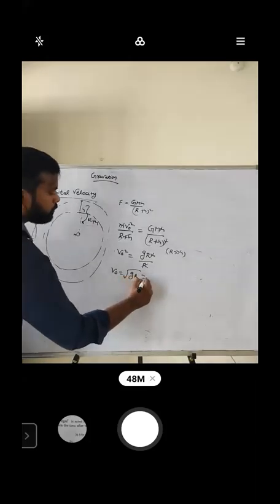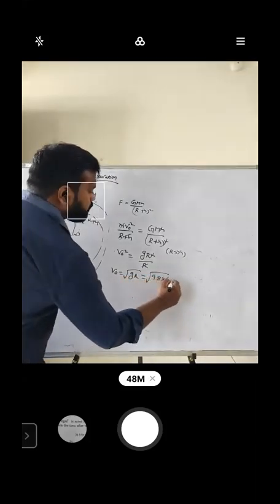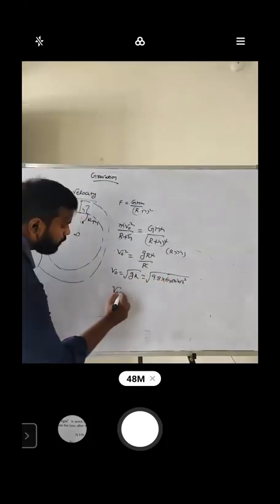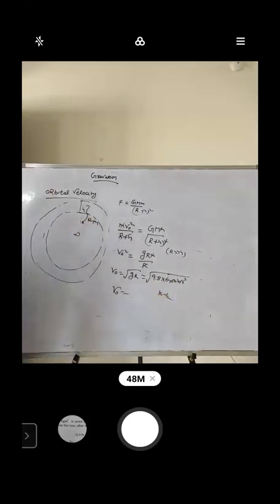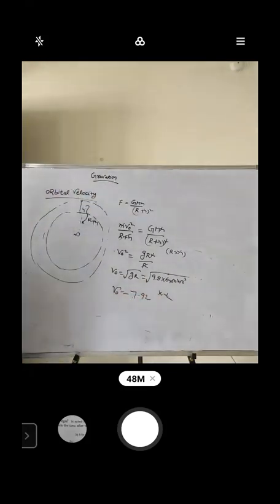So g value 9.8 and R value 6400 into 10 power 3. What is the value I told you just now? How much is the orbital velocity? 7.92 kilometers per second. Yes, 7.92. This is the orbital velocity. So any object in a circular orbit needs to maintain 7.92.